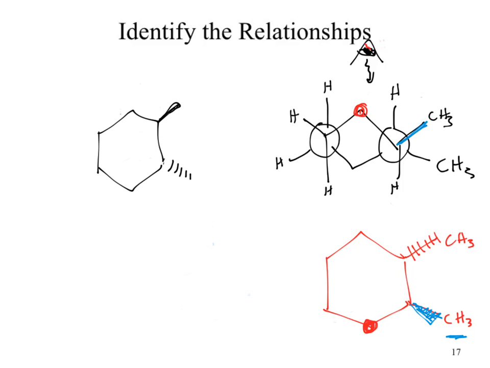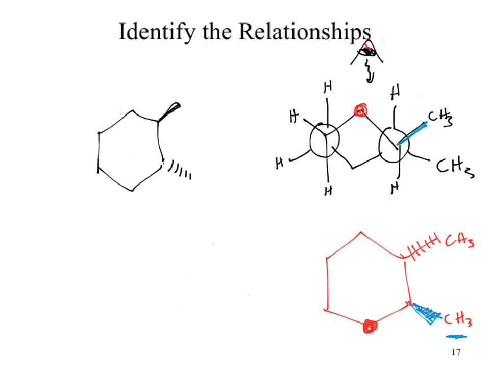Now that we've got a proper view of that model, we can now compare those two structures. If we go through to compare them, what do we notice? One was wedged and it became dashed. The other one was dashed and it became wedged. You can attempt to do any rotations you want. You will find they will still not superimpose. They are mirror images. They are non-superimposable mirror images.